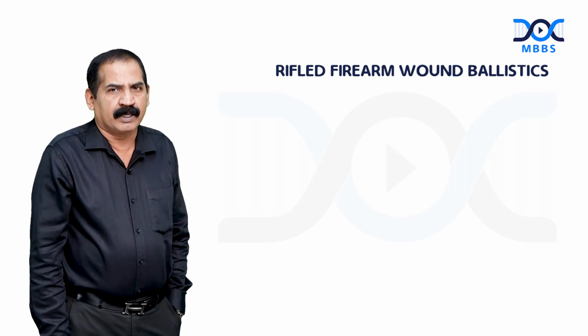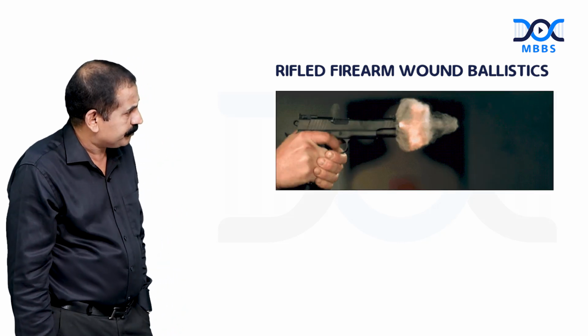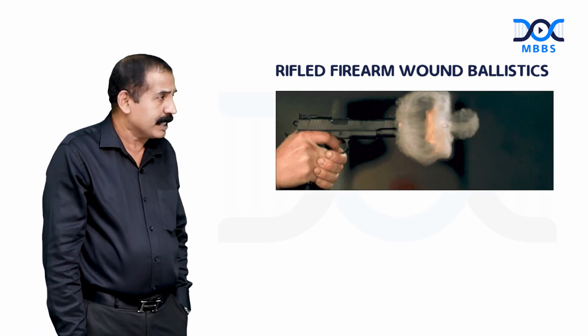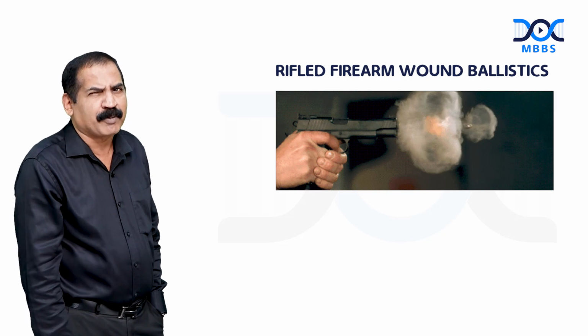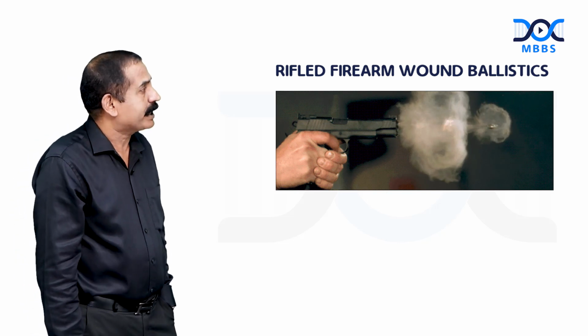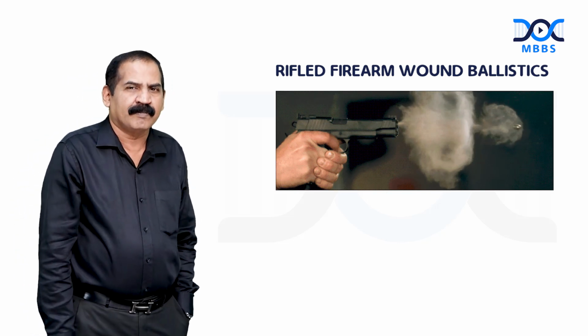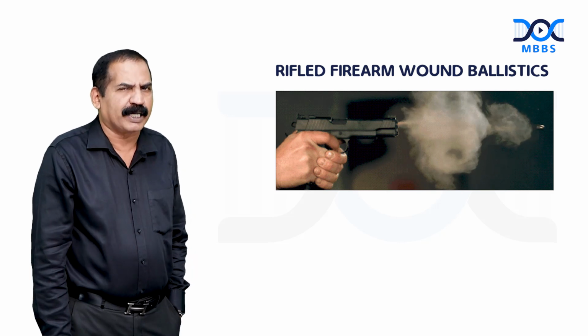Now, you see this picture. You can see the gun. You can see the smoke. You can see some fire. You can also see the projectile, that is the bullet. But powder particles you cannot see properly in this picture.